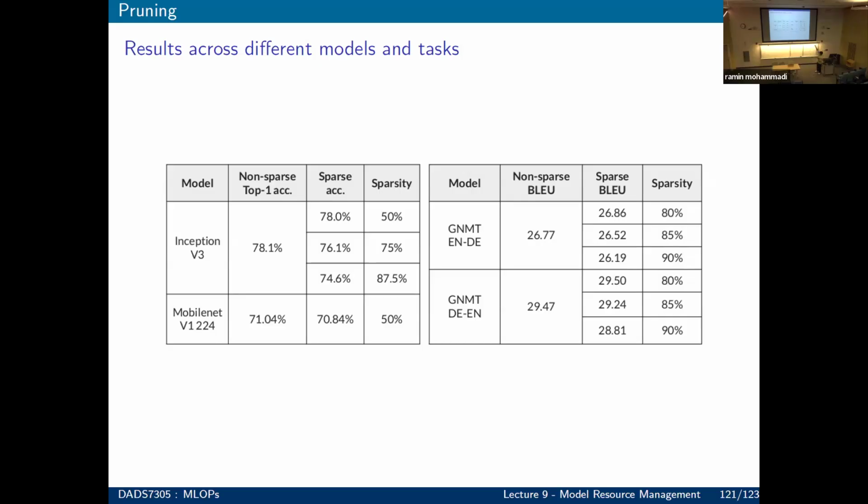If you look at the other ones, for example GNMT, you go to 90% sparsity, and your BLEU went from 26.77 to 26.19. So it tells you how many of these nodes and parameters, the connections of the neural network, are not useful. So that is the pruning process for getting rid of these nodes.